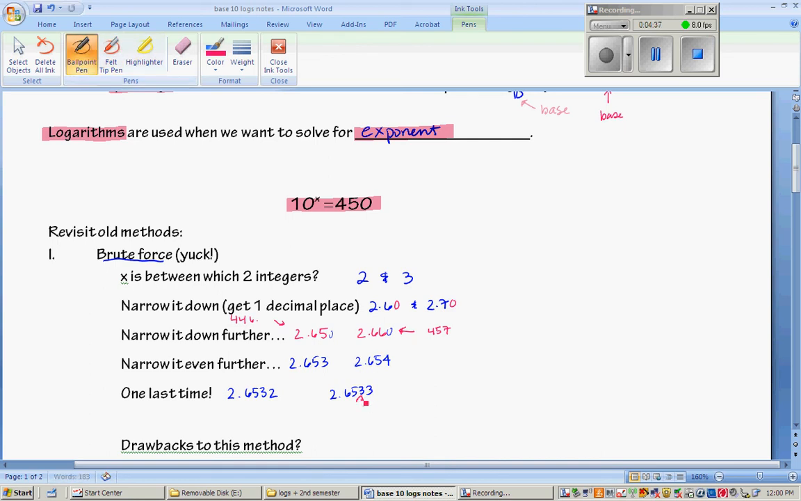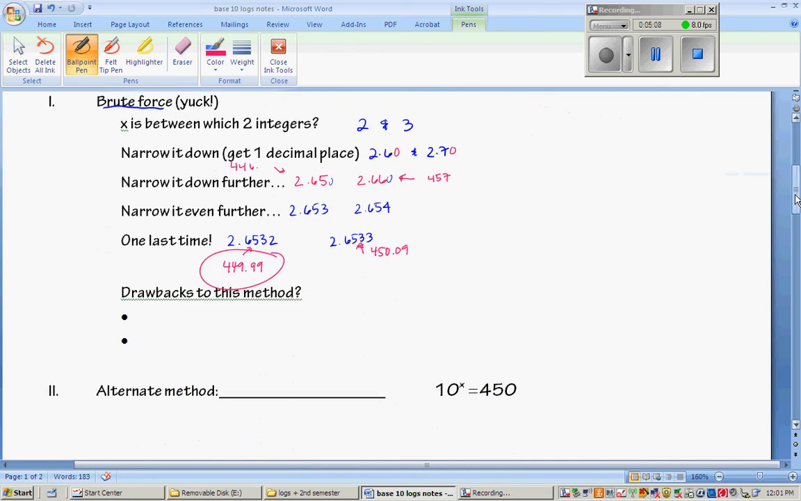And this one here yields 450.09 approximately. This one here is going to yield 449.987, which is like 99. Think about this in terms of money. Which of these two is closer to $450? It's going to be this one. So this is sort of what you would want to do.